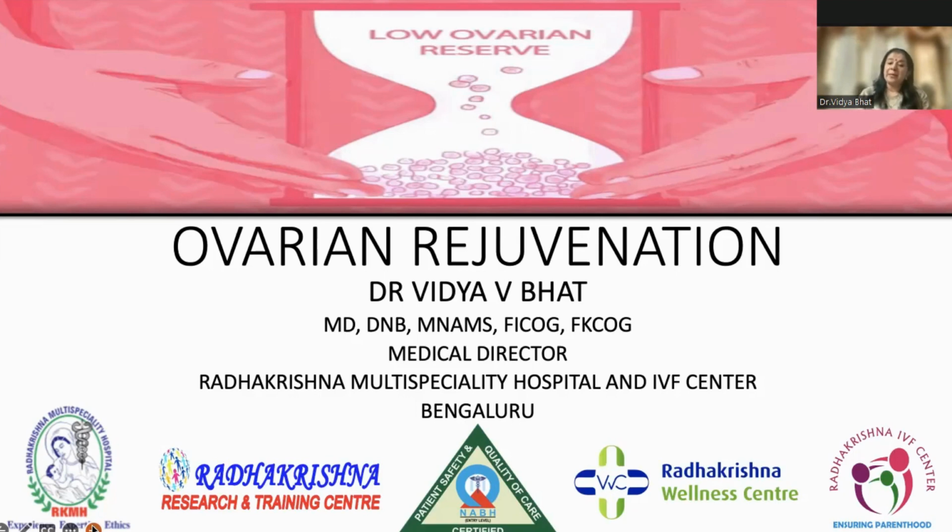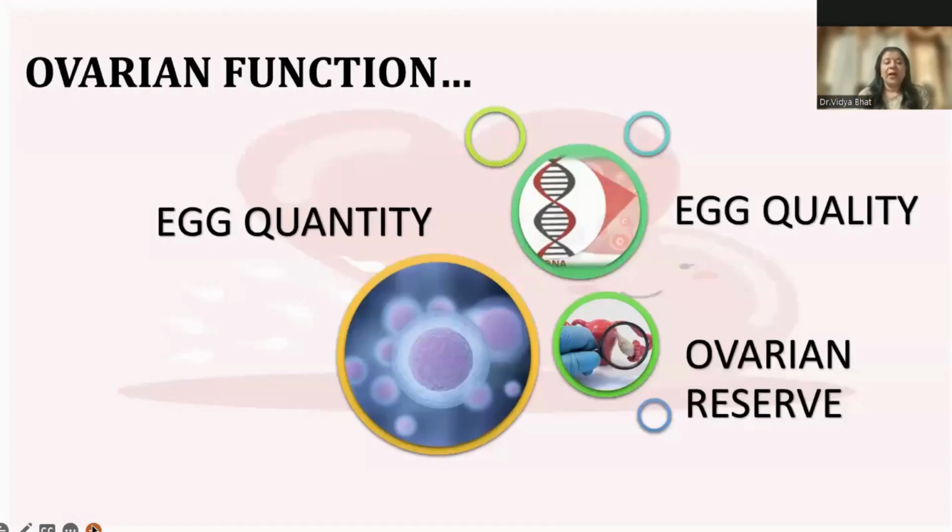But if the damage has already happened, then what do we do? We have to think about ovarian rejuvenation. Now, let's know a little about the ovarian function, the egg quantity, quality, and ovarian reserve. This is because when a woman comes to us, we should know where she falls in the WHO classification and how much egg reserve she has, what kind of egg quality you're going to get, or the number of oocytes you're going to get.